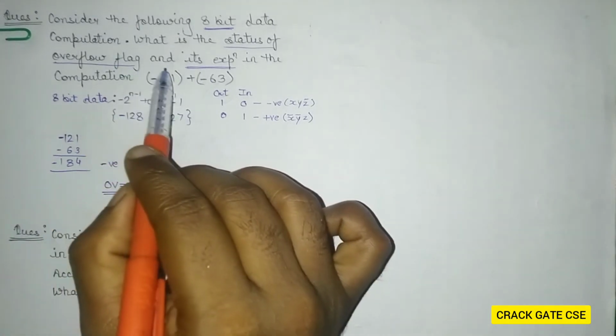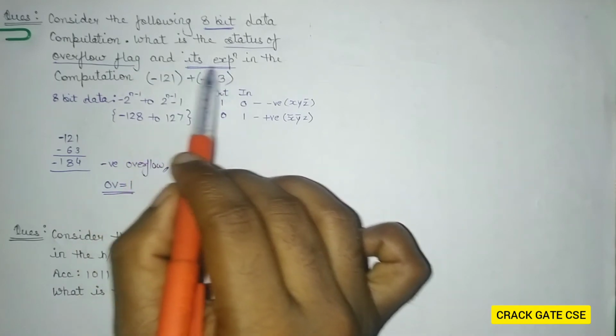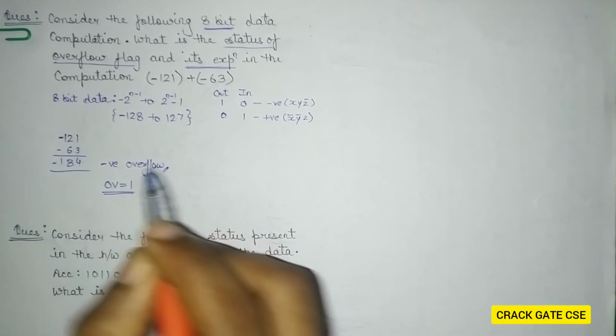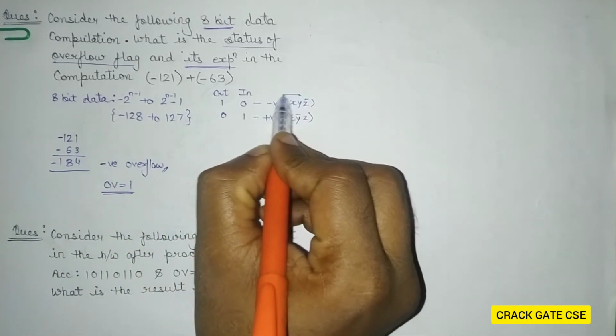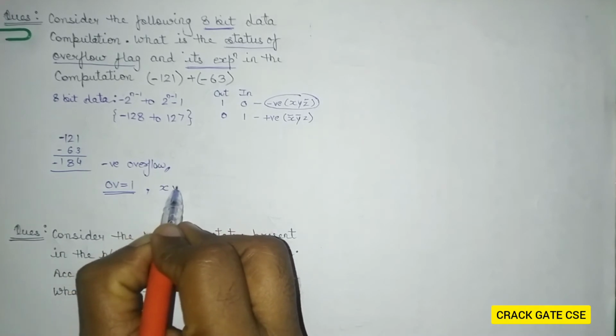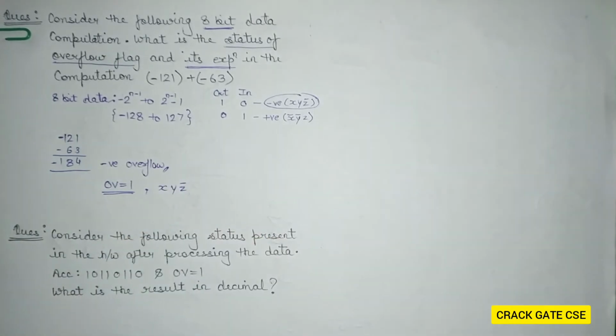What is the next part? What is the expression in the computation? I already told you that if there is a negative overflow, then the condition is x, y, z bar. So this will be the answer for the first question.